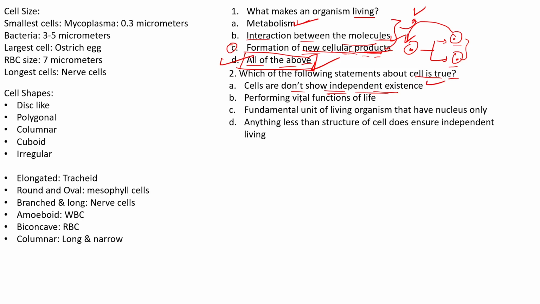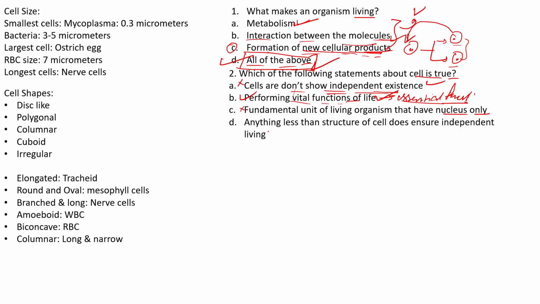Next, performing vital functions of life, essential functions. We have mentioned essential functions, so essential functions or vital functions all mean the same. So the B statement is actually true here. Fundamental unit of living organisms that have nucleus only. See, there are some cells which do not have a nucleus, that is mainly prokaryotes. Though they don't have a nucleus, don't you think they are also living organisms? Exactly, even they are living organisms. So we can say that this statement is not true, A is not true.